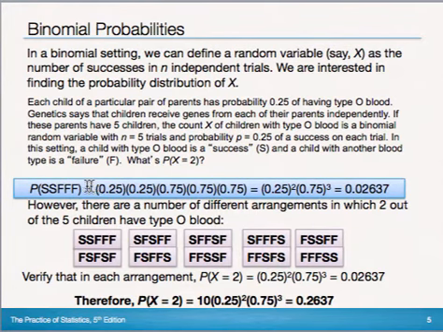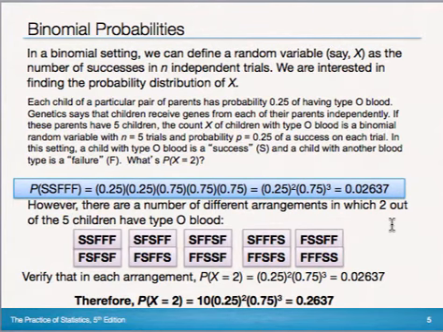So we can pick one particular configuration. Let's say we have success, success, failure, failure, failure. We multiply the probabilities, 0.25 times 0.25 times 0.75 times 0.75 times 0.75, which gives us 0.02637. However, we could have had those 2 children with type O blood in a number of different configurations. We could have had success, failure, success, failure, failure. We could have had failure, failure, success, failure, success, etc.